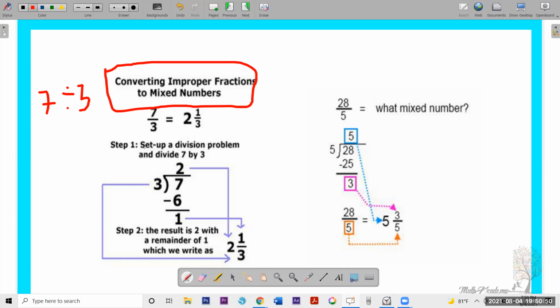So let's look at it. How many times can I get 3 from 7? Here, they did the long division. So you realize they divide 7 by 3. How much did they get? They get 2. And then they had 1 remaining.